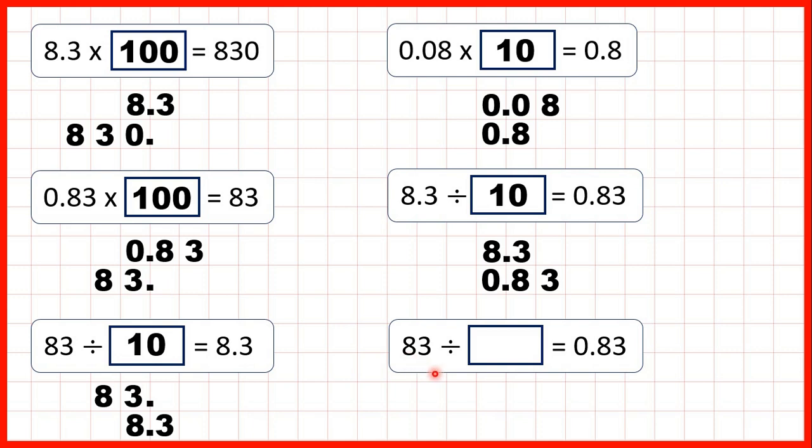Now 83 divided by what is 0.83. We can write 83 and put our decimal point on the end, then write the answer directly below with the decimal points lined up. We can see that here the digits have moved 2 squares to the right, and that means that we've divided by 100, because in 100 we have 2 zeros and the digits have moved 2 squares. Dividing by 100 is like dividing by 10 and then by 10 again, and that's why the digits move 2 squares to the right.